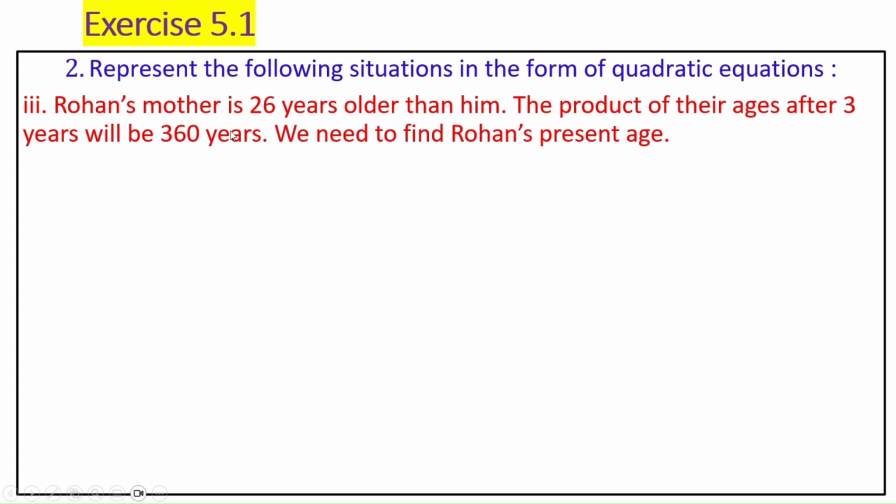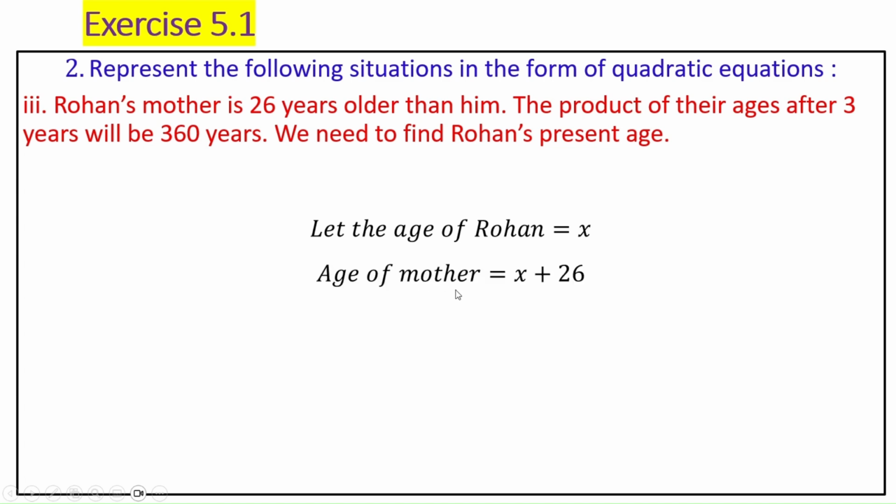Next, Rohan's mother is 26 years older than him. The product of their ages after 3 years will be 360. We need to find Rohan's present age. So let the age of Rohan be x, then his mother's age is x plus 26, right? These are the current ages.